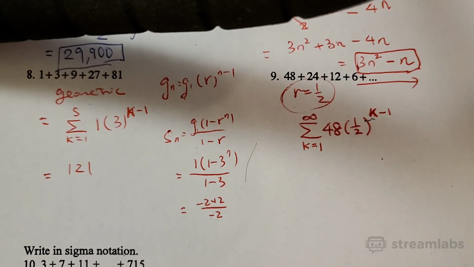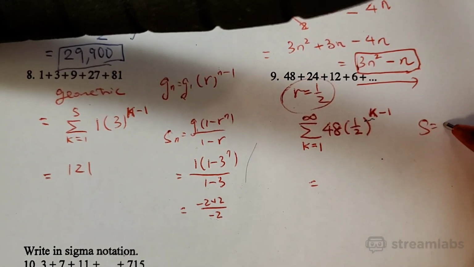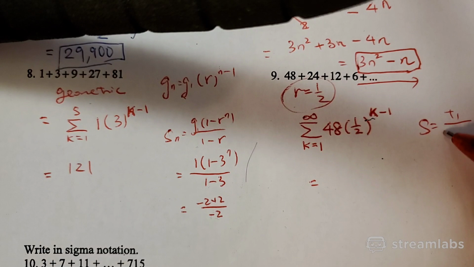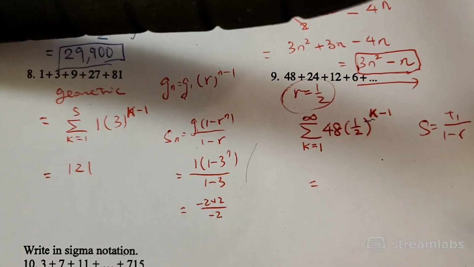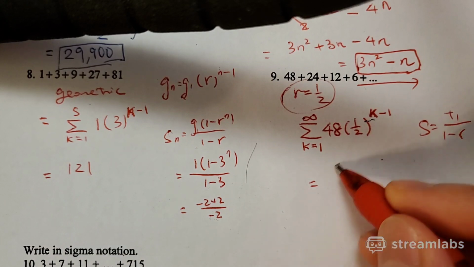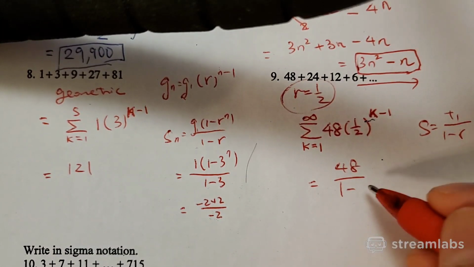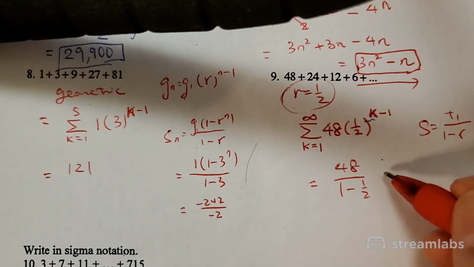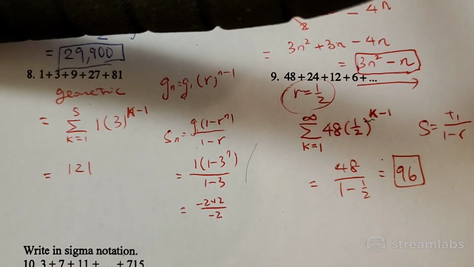That would work. And then if you want to actually calculate this, you can use the formula we had for infinite geometric series, t_1 over 1 minus r, from earlier this week. So it would be 48 over 1 minus 1/2, which ended up being 96.